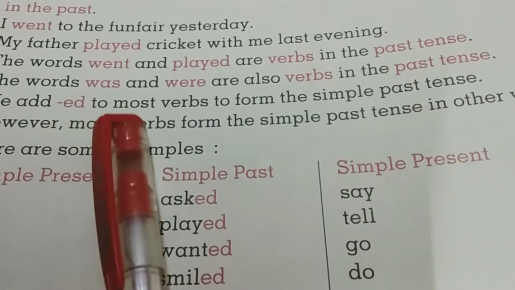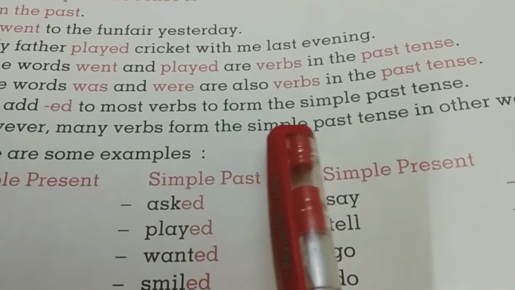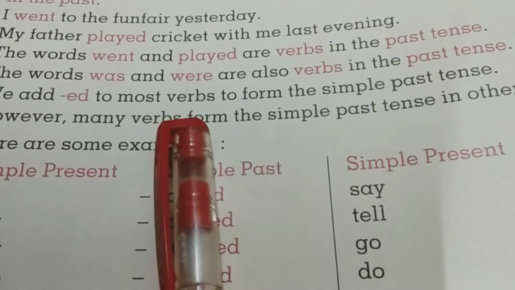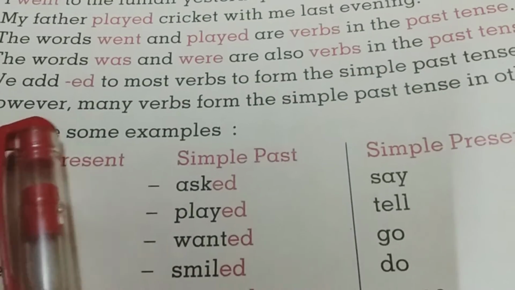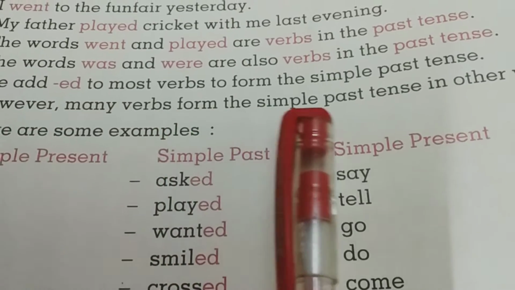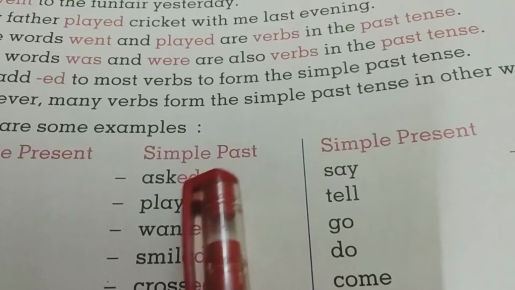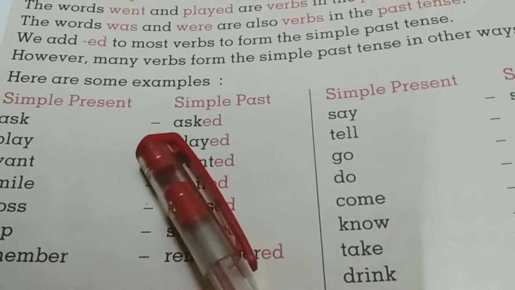We add ed to most verbs to form the simple past tense. To form the simple past tense, what do we do? We add ed to the verb, so that we get the past tense verbs. However, many verbs form the simple past tense in other ways. In other ways also, past tense verbs are formed. We call them irregular verbs. Now we'll see what they are.